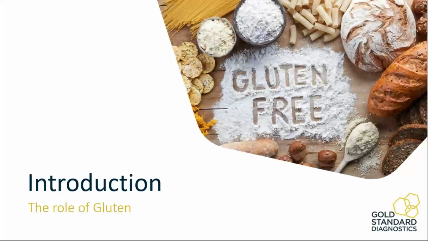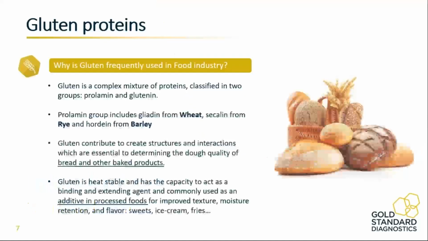Thank you very much, Gabor, and thank you very much to all of you for attending this webinar. As Gabor has mentioned, we are going to start with an introduction about the role of gluten in the food industry and why it's so frequently used in many products. Gluten is a complex mixture of proteins, classified in two different groups, prolamins and glutenins. Within the prolamin group, we find gliadin from wheat, secalin from rye, and hordein from barley.